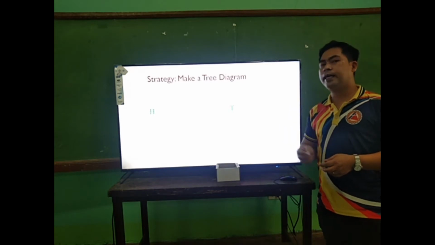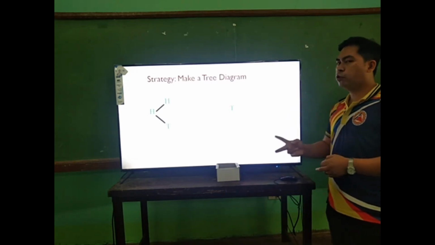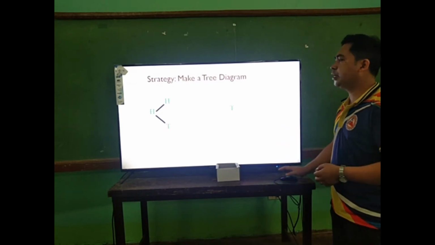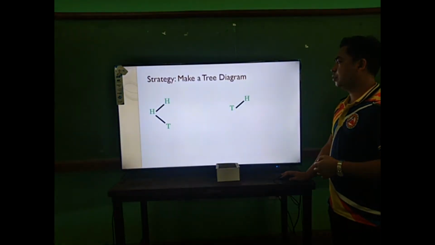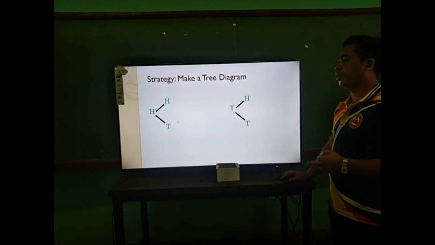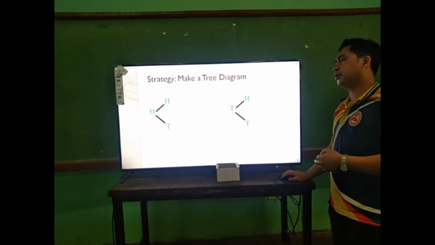Right? We have head and tail. For the second toss, we also have two outcomes, head and tail. We are going to pair the given H and T, head and tail, to the first outcome. So we have head, head, or head, tail. Another way around, we have tail, head, or all tails.